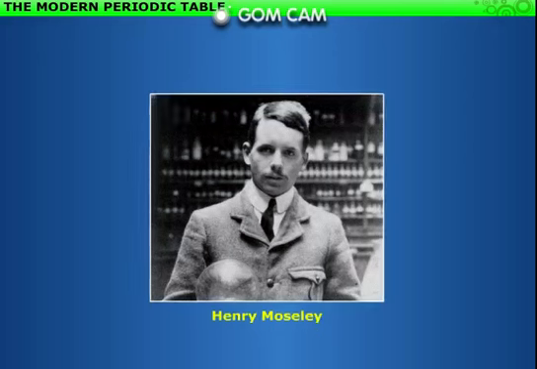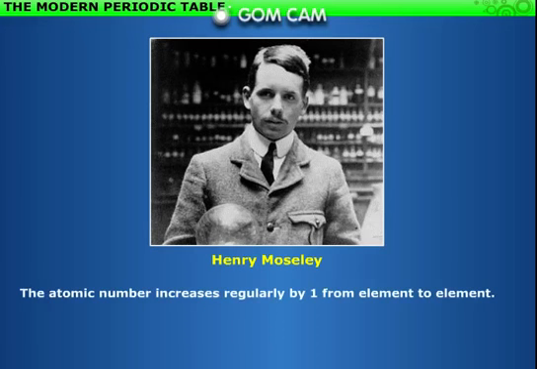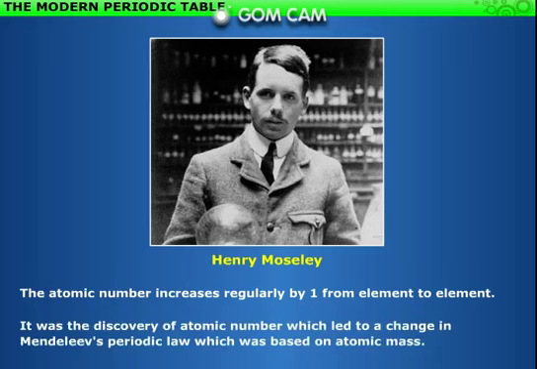The modern periodic table. In 1913, Henry Moseley decided to reframe the periodic table on the basis of atomic number. The idea behind this was that the atomic number increases regularly by 1 from element to element. The atomic number of every element is fixed, and no two elements can have the same atomic number. Thus, we can say that it was the discovery of atomic number which led to a change in Mendeleev's periodic law, which was based on atomic mass.